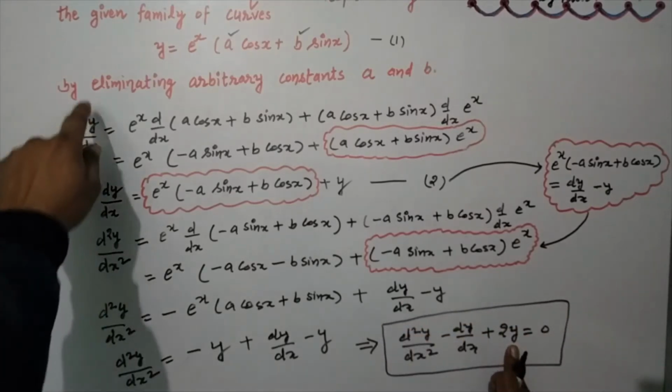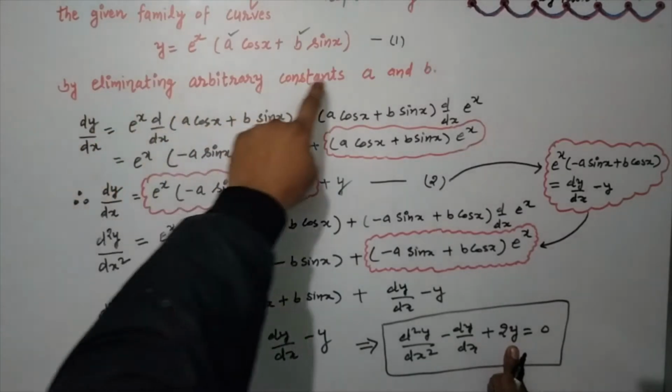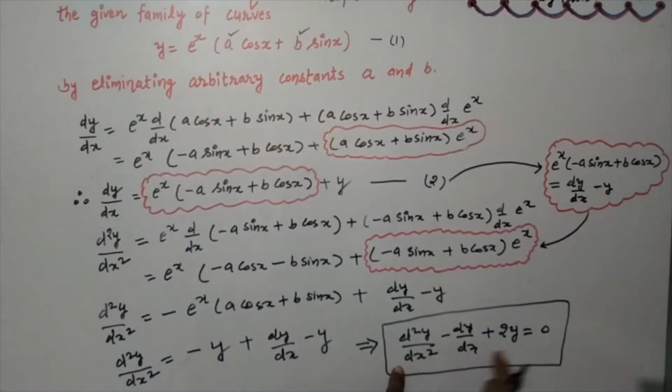Why is this the required differential equation? Because the question was by eliminating arbitrary constants. That is to say, there is no constant a and b in the result, and this result is the differential equation.